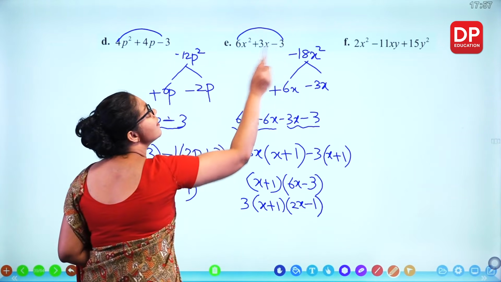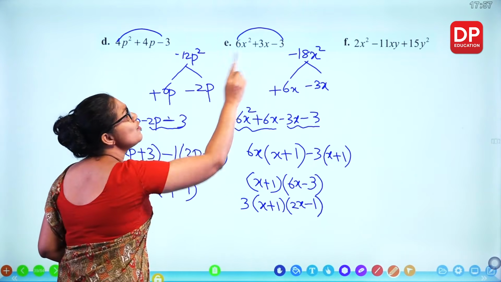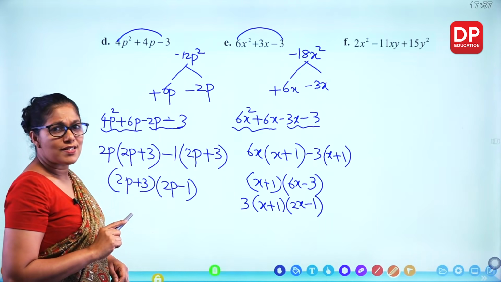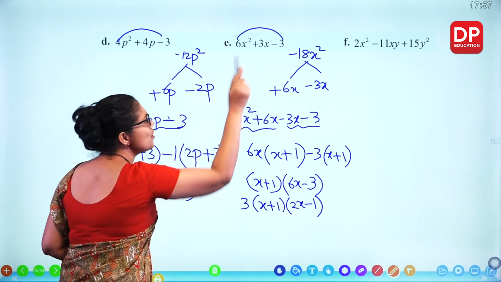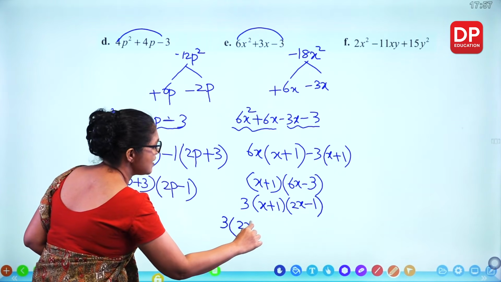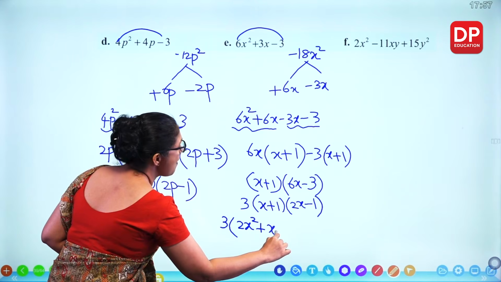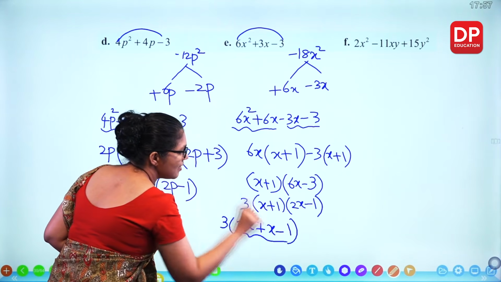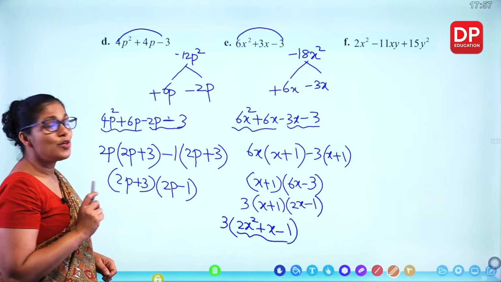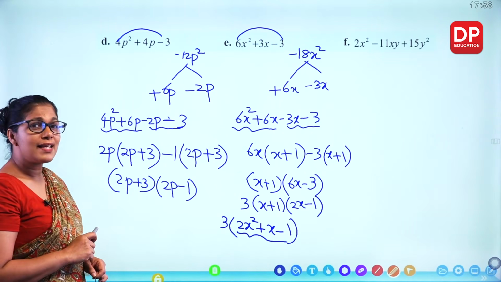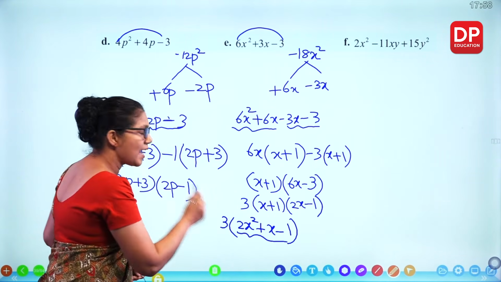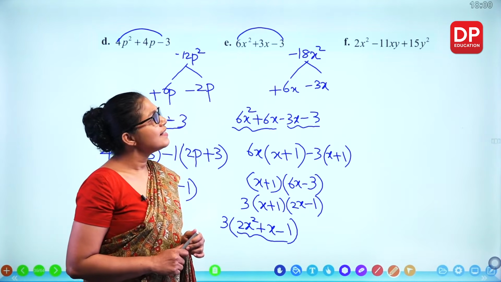Here, can you see, when you look at the question, 3 is common for all 3 expressions. So here, if you take 3 out from the beginning and write down this as 2x squared plus x minus 1, it is easier than what we did before. So when you are trying to do a question like this, first see whether there are common factors and you can take it out. Now we'll look at the next question.